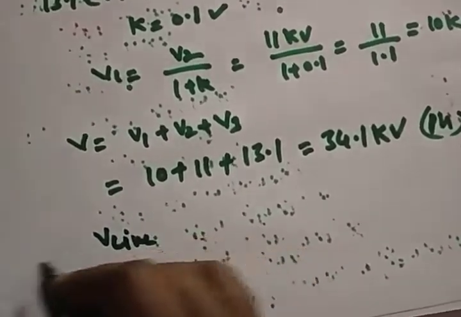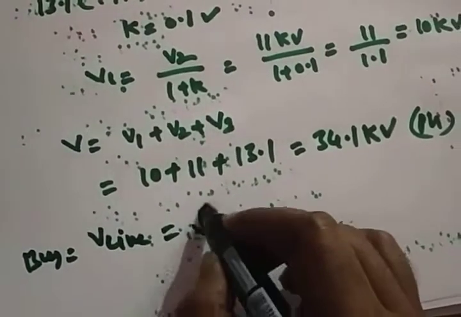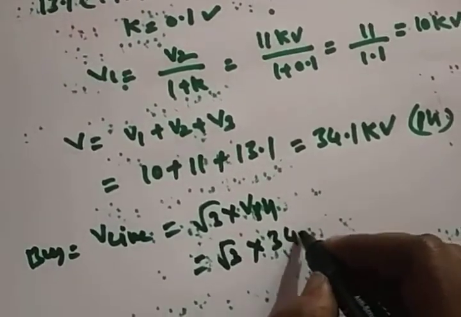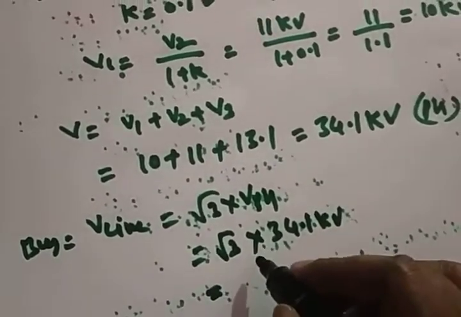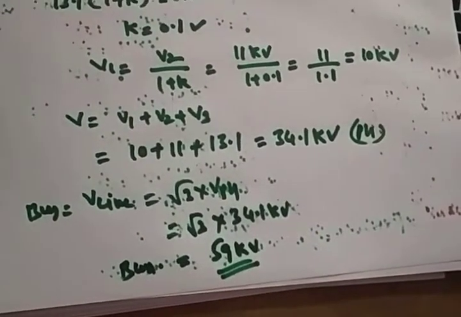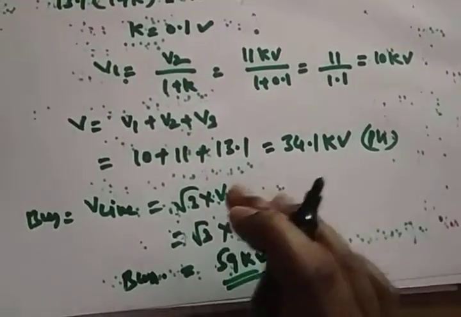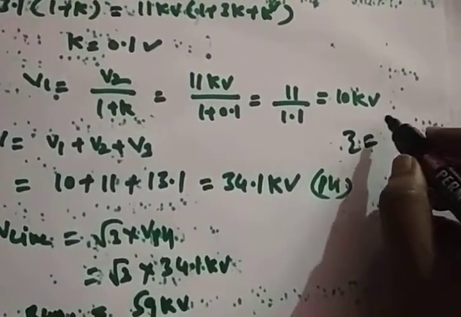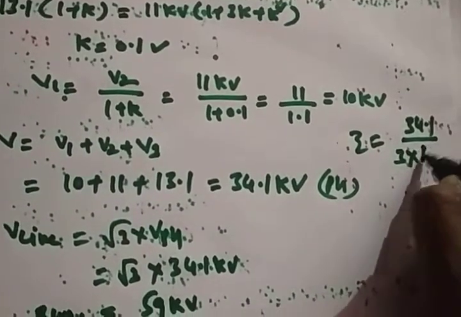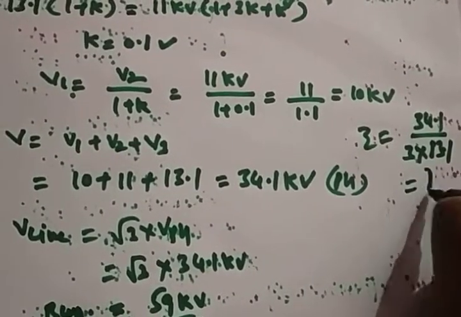So V line or bus bar is equal to root 3 into V phase. So what is the root 3 into V phase value? If you substitute 34.1 kV, 59 kV. So this is the line voltage, bus bar voltage. That means the conductor's voltage is 59 kV. Right? In this way, if they ask efficiency, you have to find out the total voltage 34.1 by 3 into V3 13.1. With it, you'll find out the efficiency also. In this way, these types of difficult questions they will ask.